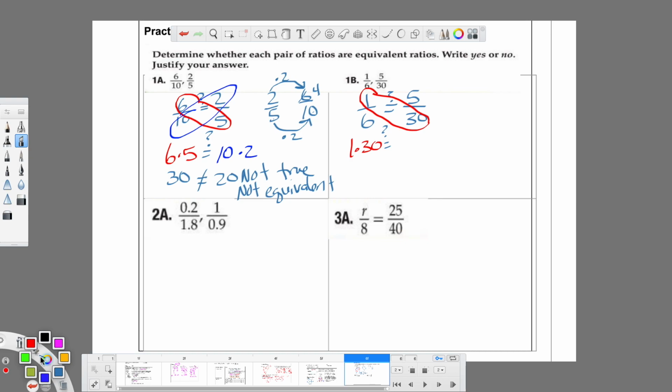And 6 times 5. 6 times 5. So we just need to work these out. We have 30 equals 30. True. Equivalent. So not equivalent. And you could put yes, equivalent.